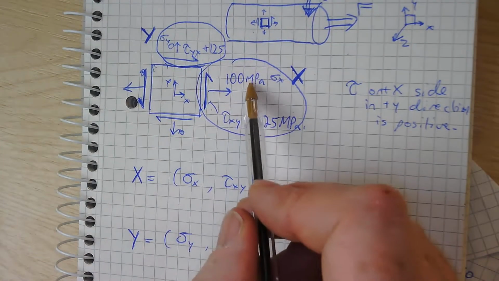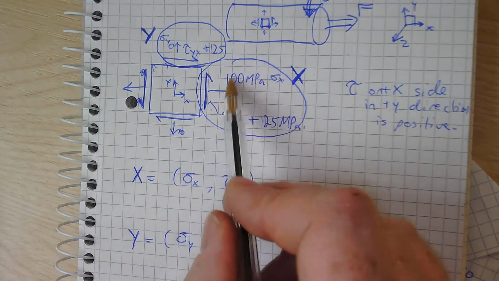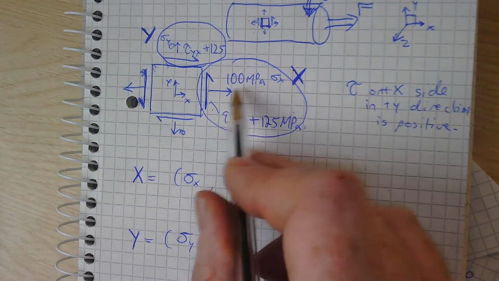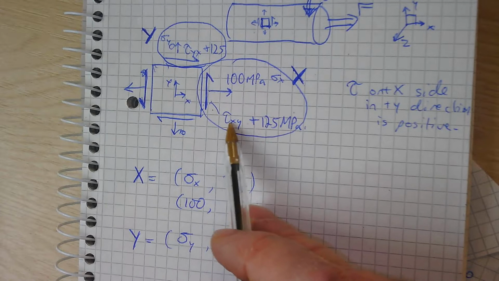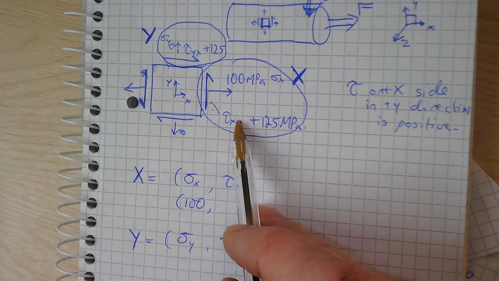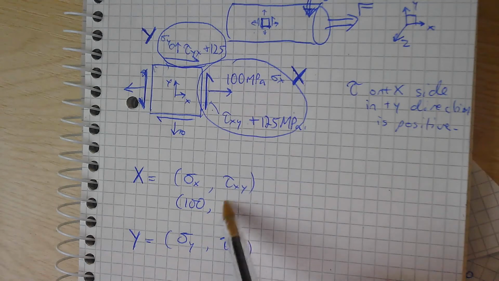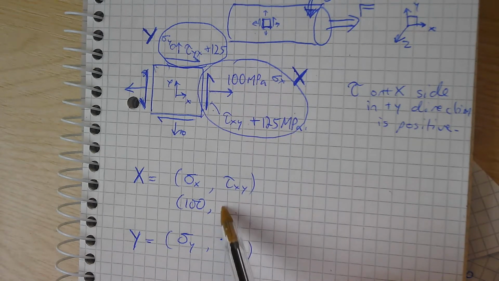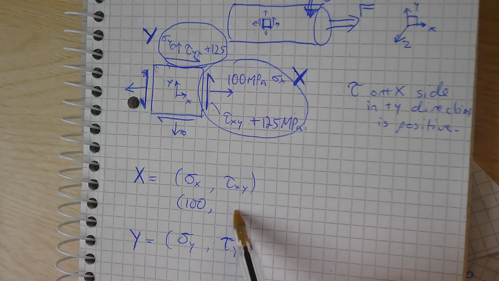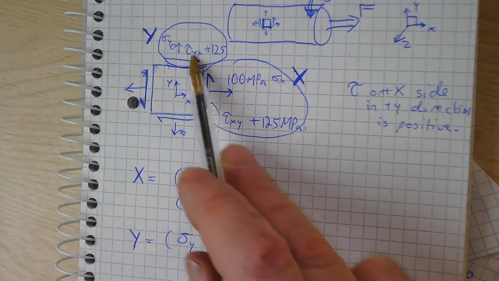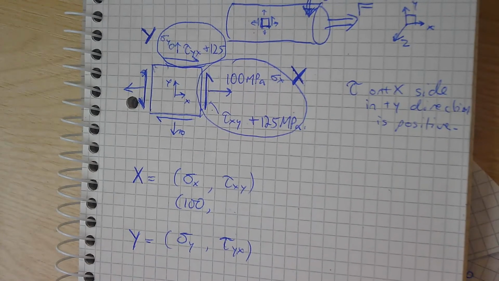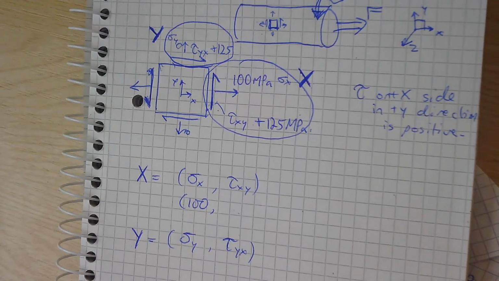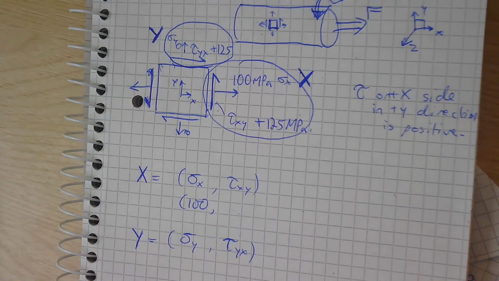Okay, so sigma x here is plus 100, so tension, and tau xy here. For creating the points on Mohr's circle, I'm not so much worried about whether it's positive or negative shear. What I want to know is whether it's clockwise or anti-clockwise shear. Because tau xy and tau yx are both positive, but one of them is clockwise and one is anti-clockwise. What I mean is, clockwise or anti-clockwise is a different question to positive or negative.